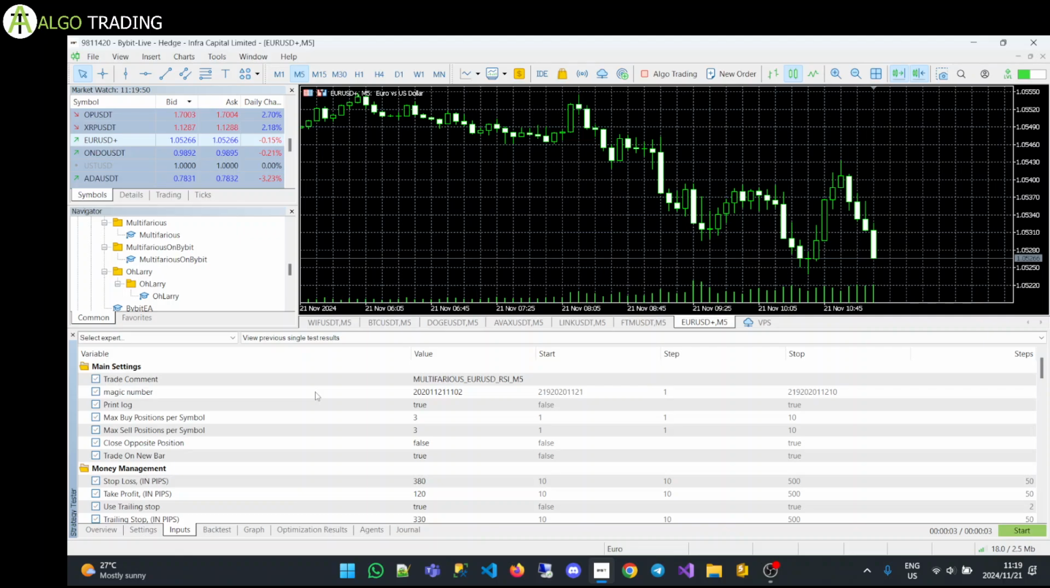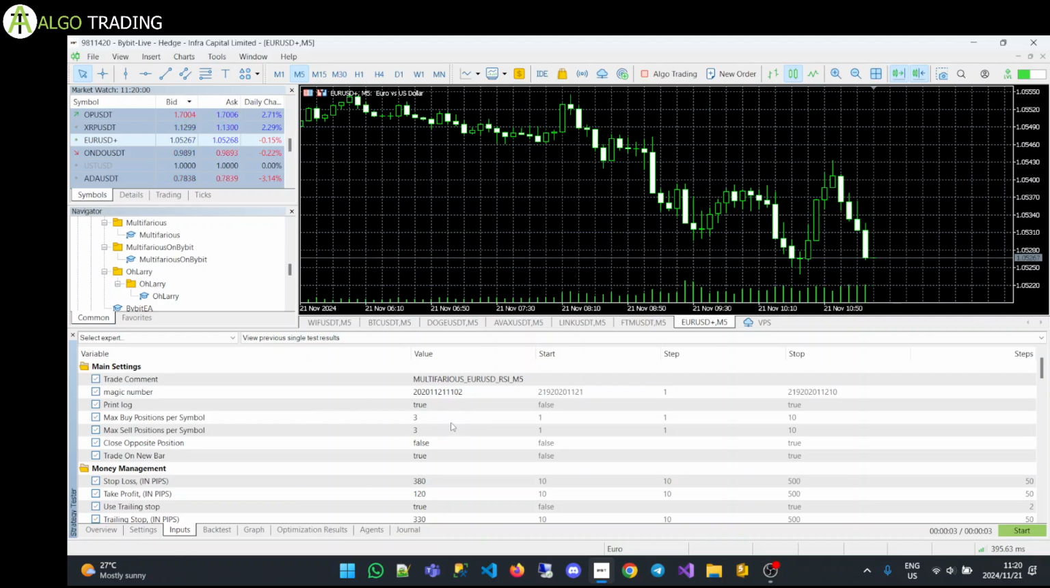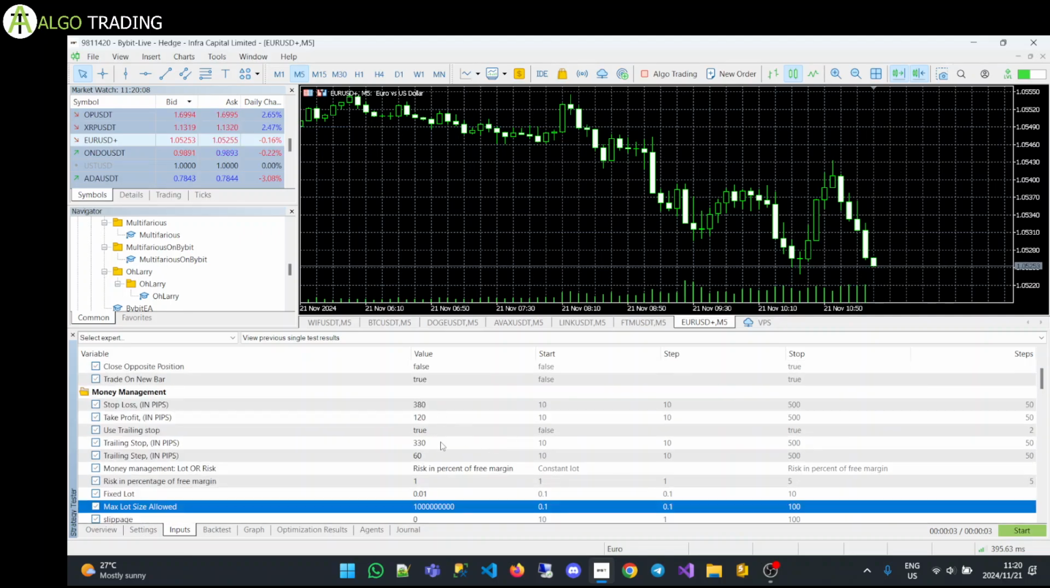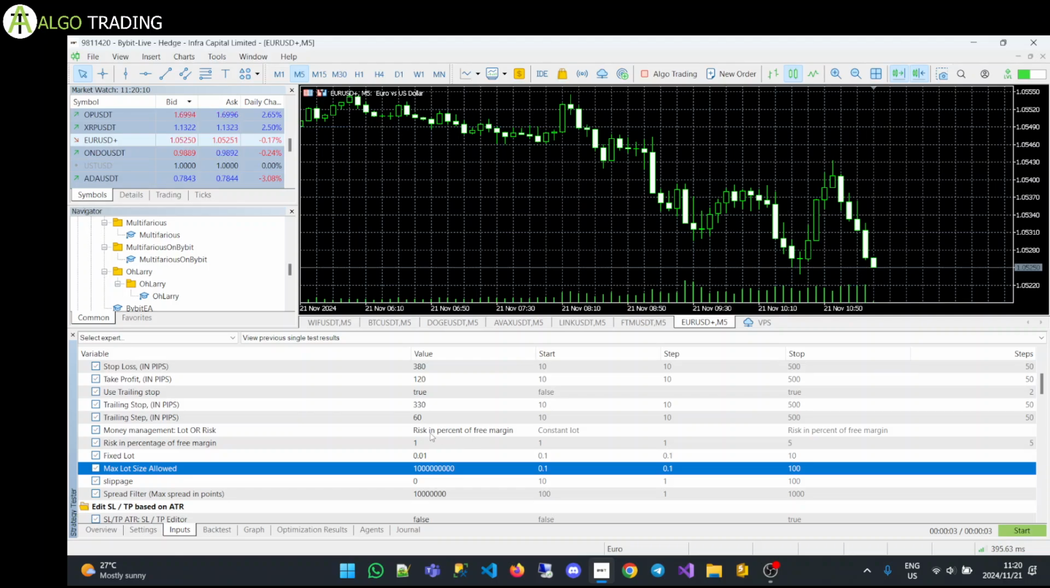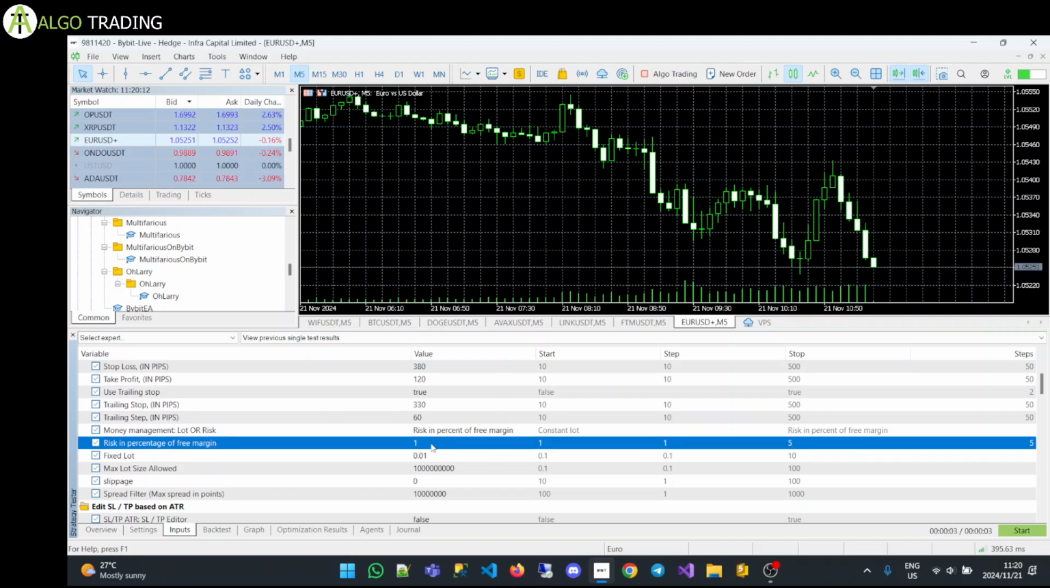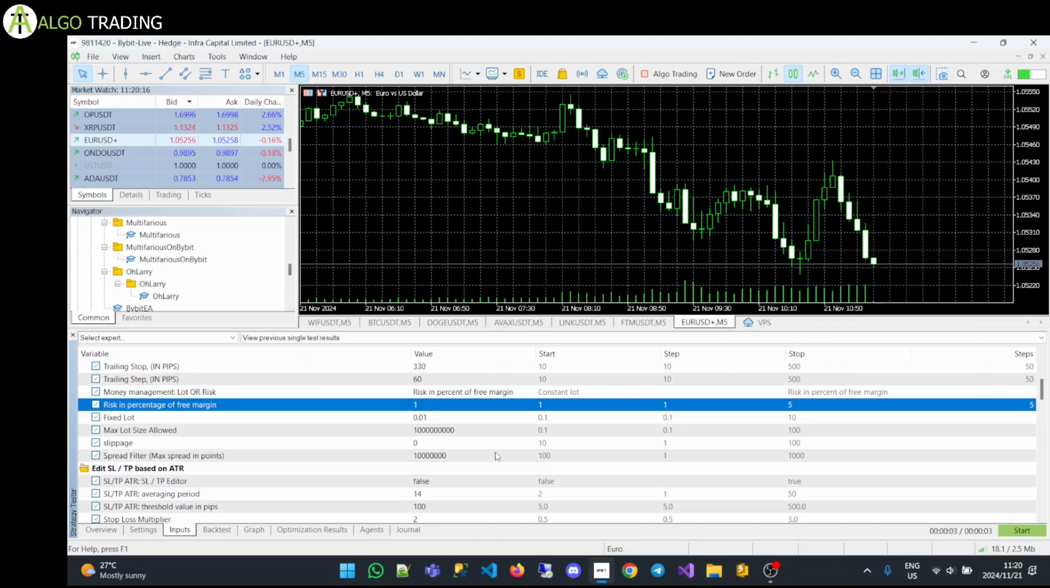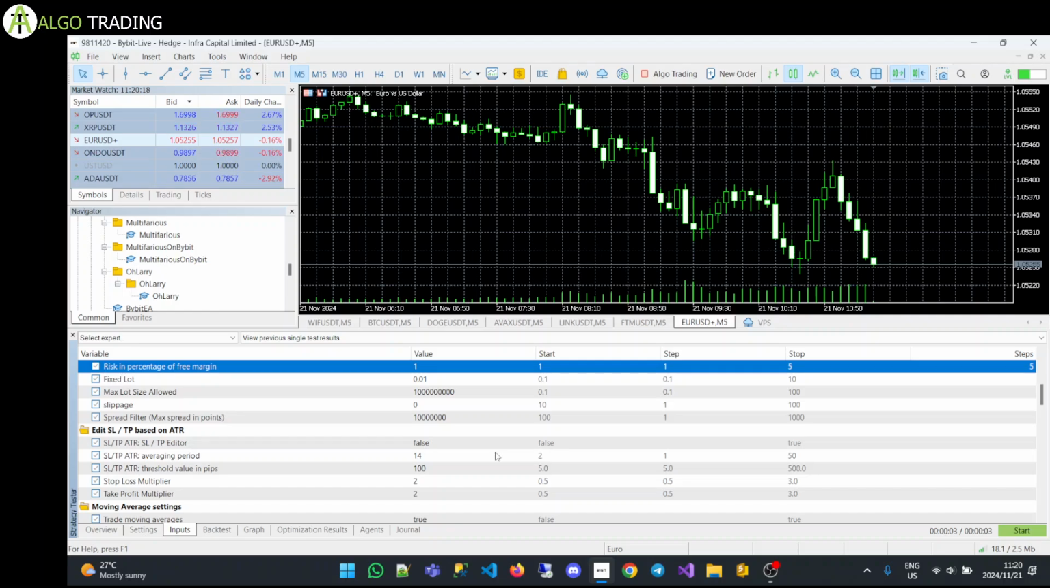This is based on Larry Connor's RSI 2 strategy. As you can see, I'm going to go through some of the settings. I'm taking a maximum of 3 buy positions, which I'll explain a bit more later, and a maximum of 3 sell positions. I've got my stop loss, my take profit, and my risk. I'm only risking 1% of my free margin every time we go into a trade, so it's a very safe strategy.